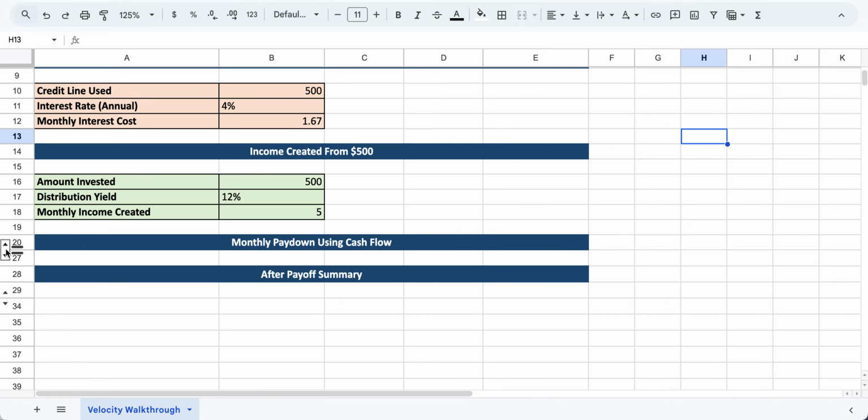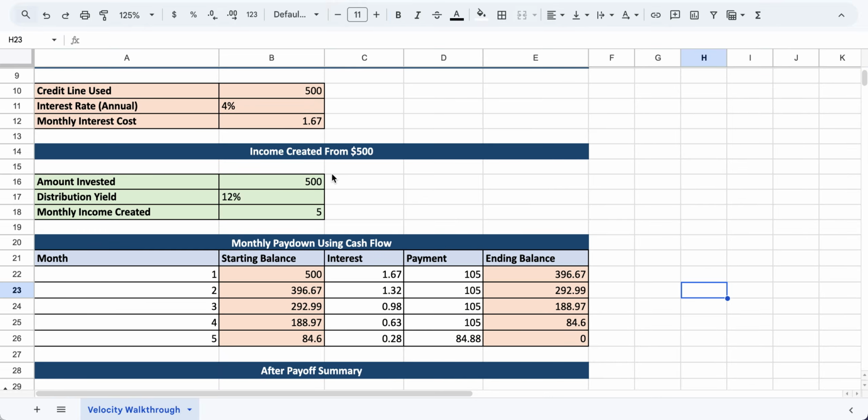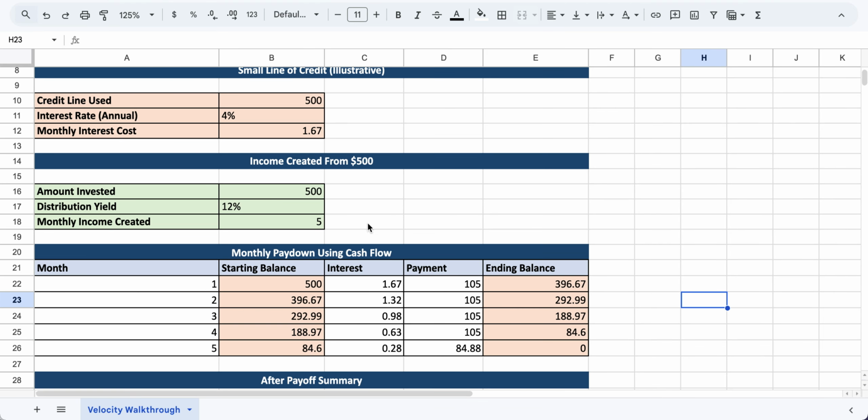So if you follow through, the idea of this strategy is the following. The whole point is to pay back that $500 with your cash flow, your initial cash flow of $100, plus the $5 cash flow that you just created with that loan, with that $500. I hope you guys are following. So when we start the first month, so here you see month number one, the starting balance is $500. The interest you pay on it monthly is $1.67, and the payment is $105. So the ending balance that you have here is $396.67. And we go on.